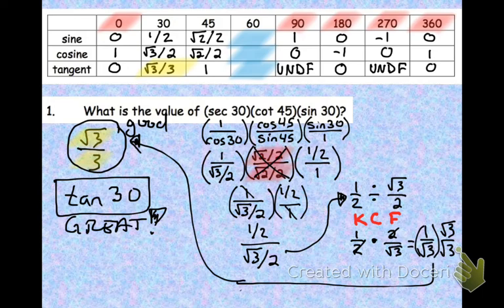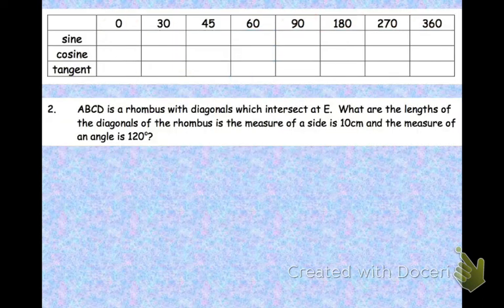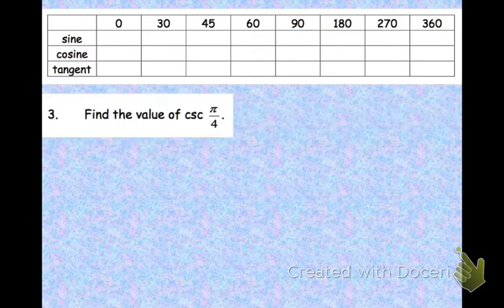What I would like you to do is we're going to do number 2 in class because it is a little tricky. We have to draw a diagram, but it'll be okay, I promise. No one will cry too hard, and we'll have tissues in case you do. But I would like you to try number 3 here. And you'll notice that it's asking about cosecant of pi over 4. This is in radians.